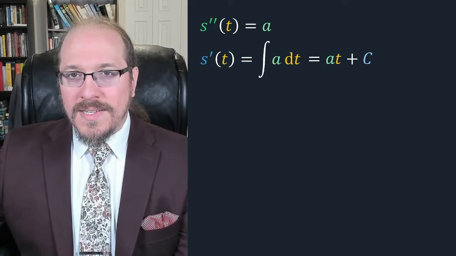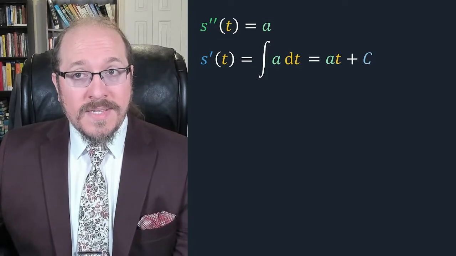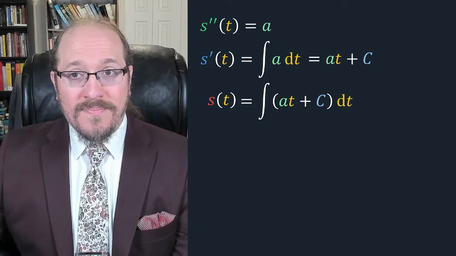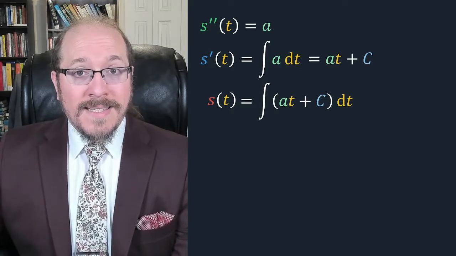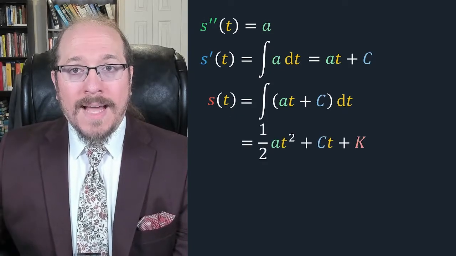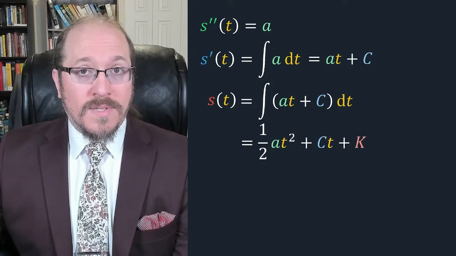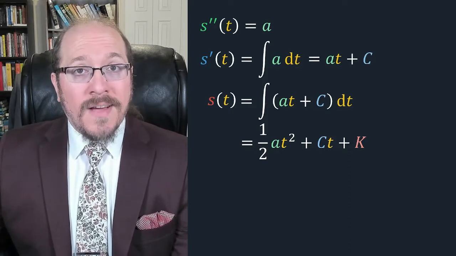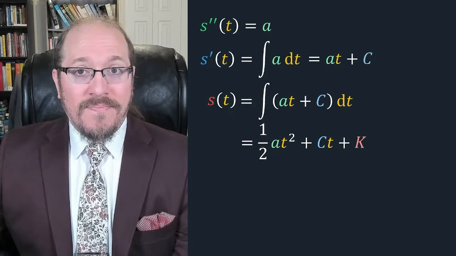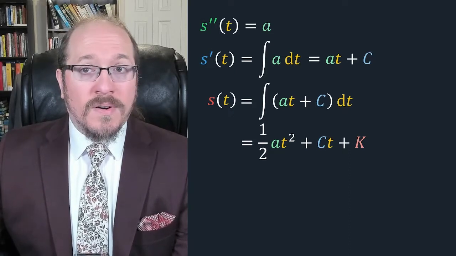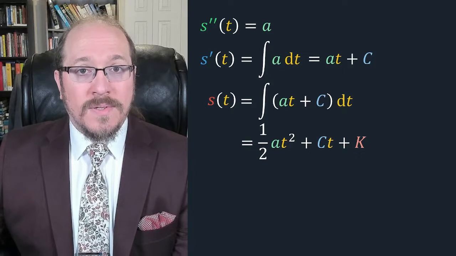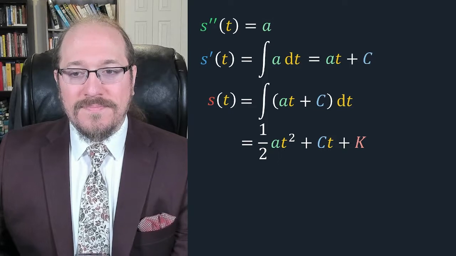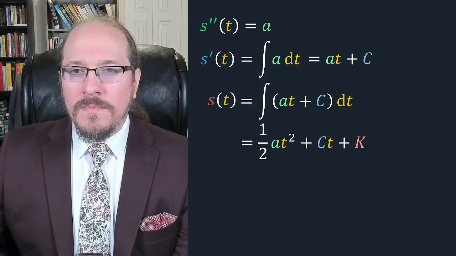Next, since velocity is itself the derivative of position, then position is an antiderivative of velocity. So if we once again find the indefinite integral, we get 1/2 times a times t squared through the anti-power rule, plus c times t, plus another constant. Let's call it k. So the general solution of our differential equation is s equals 1/2 a t squared plus c t plus k. But we can actually do more here.